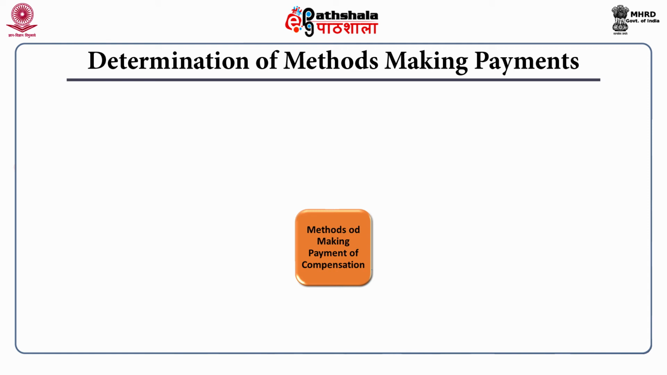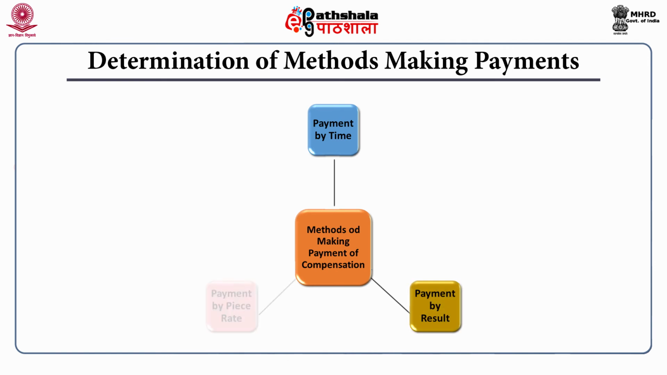Some of the popular methods of making payment are payment by time, payment by result and payment by piece. Time rate is a rate of pay based on the amount of time that the employee spends at work. According to this method, the compensation is determined on the basis of time worked, that is hours, days, weeks, months, years, etc. Output of the employees is not considered while determining compensation during this time. Wages are equivalent to time spent by the worker multiplied by rate of wage according to time.